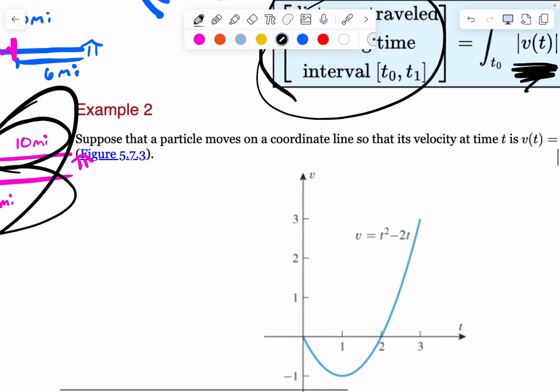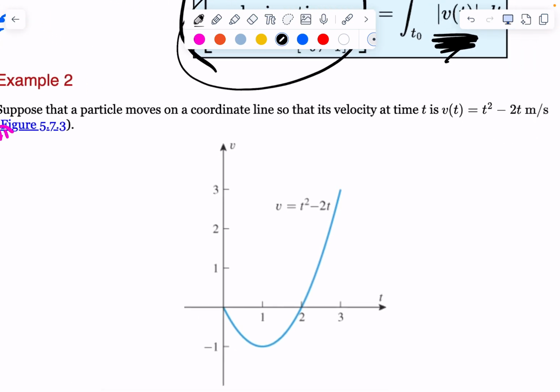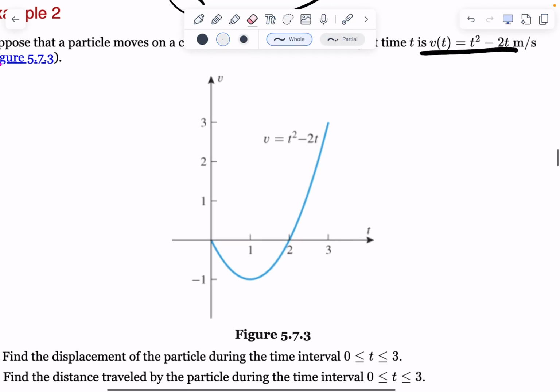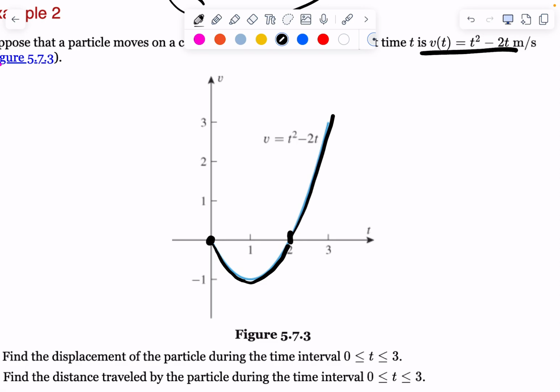All right, so let's do example 2. Suppose a particle is moving on a coordinate line, so its velocity at time t is this. Now, I was looking at this problem just a minute ago, and I'm a little bit confused, so help me make sense of this as a story problem. Here my velocity is 0, because I haven't yet let go of it, but then my velocity is negative, and it stays negative until I get to here, which is at 2 seconds. And then my velocity becomes positive.